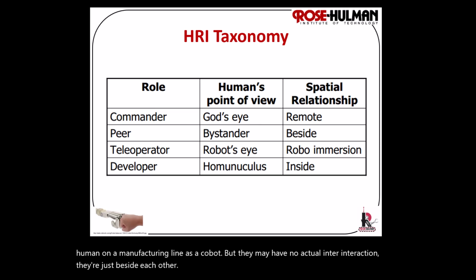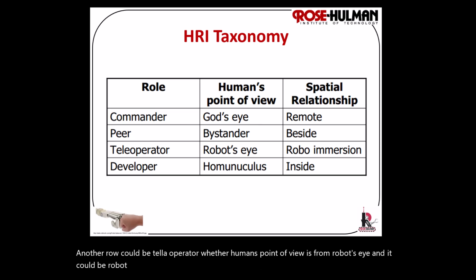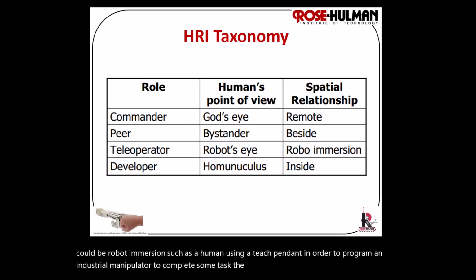Another role could be teleoperator, where the human's point of view is from the robot's eye, and it could be robot immersion, such as a human using a teach pendant in order to program an industrial manipulator to complete some task. The last role could be developer. From a human's point of view, it would be homunculus inside of the robot, where this could be the engineer, the developer who actually created the operating system for the robot.